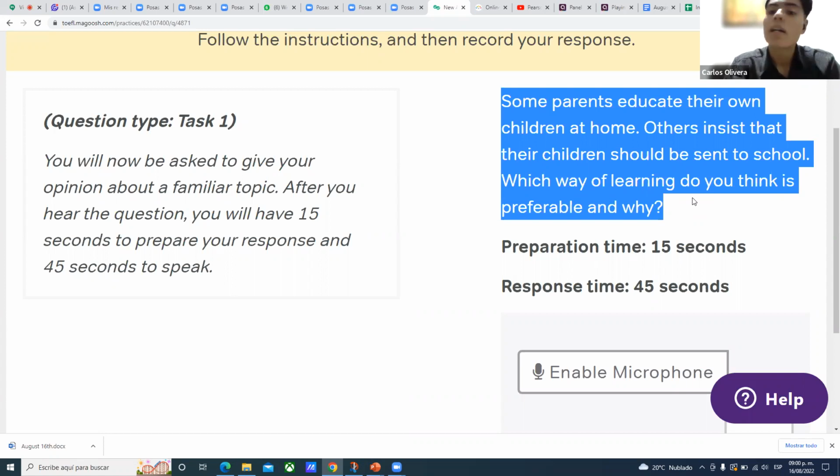Now, in this case, in the first task, ETS is always going to propose to you a topic for you to take a position. They're going to try to divide the test takers in the exam. Because, of course, in your test center, there are going to be 10, 12 people taking the exam with you. Maybe 5 of them respond it's better to have your children studying in an in-person school. And maybe other 6 people are going to say, no, it's better to have your children studying with you at home. So they want to listen to different opinions. And who is going to be the person who will have the highest score here?